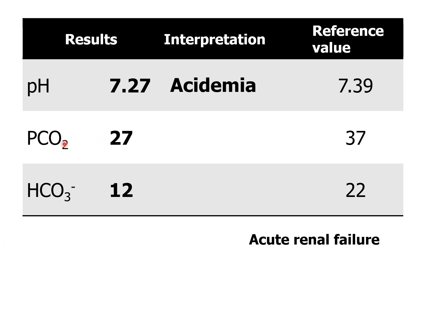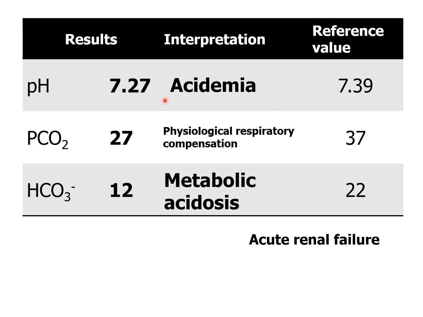The next is we are going to examine the bicarbonate. The bicarbonate is lower compared to the reference value. So this must be metabolic acidosis because, again, in metabolic acidosis the primary disturbance is on the base, and the base here is the bicarbonate. So this is a metabolic acidosis, and in metabolic acidosis the physiological respiratory compensation should be on the lungs, or on the level of the PCO2.